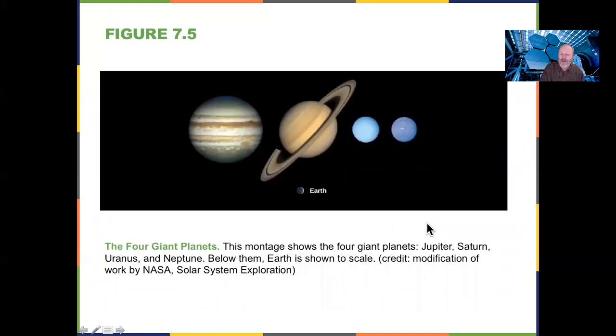Then we have our giant planets. They are all much further out from the sun than the inner planets. All of the inner planets are within 2 times the distance of the Earth from the sun. So we talk about that distance as an AU, an astronomical unit, which is 93 million miles. So they're all within 2. You have to go 5 to get to Jupiter, 10 to get to Saturn, 20 to get to Uranus, 30 to get to Neptune. So they're all way, way, way out there.